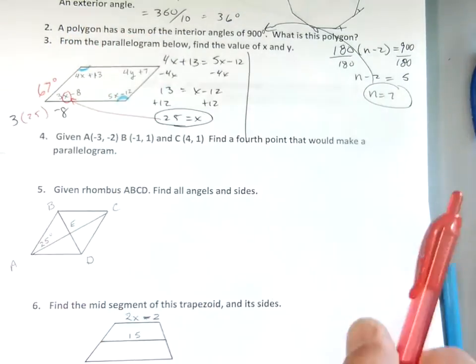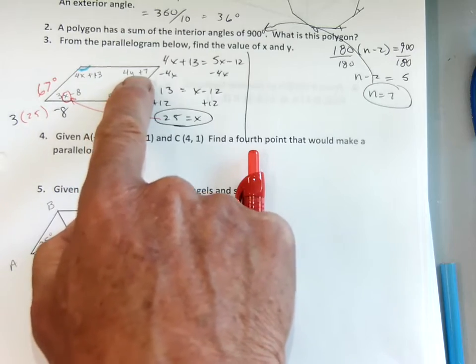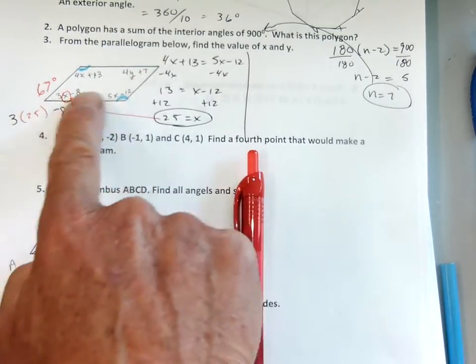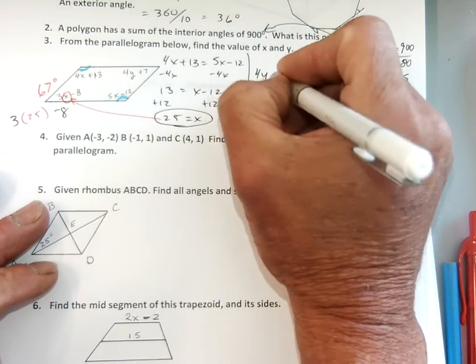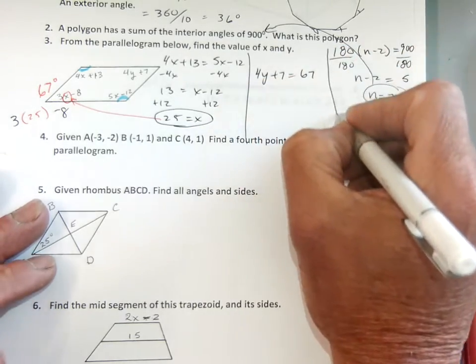So now I can find y, because I know these two angles have to be equal. So I'm going to set 4y plus 7, that angle, equal to my 67. So I'll set that equal. Okay, I can do that. I'm going to go my 4y plus 7 equals my 67.